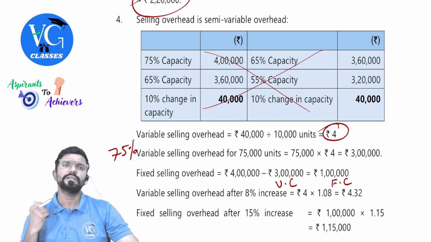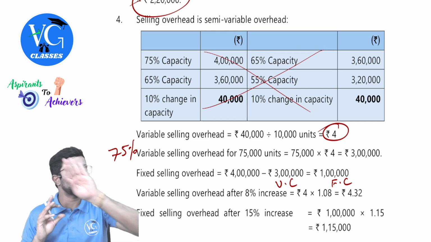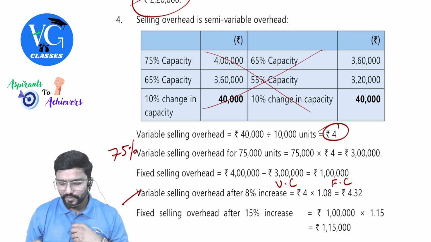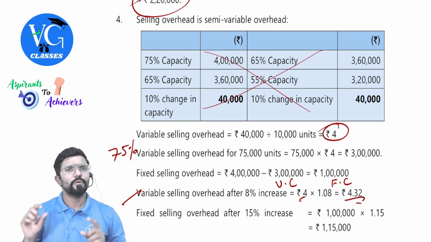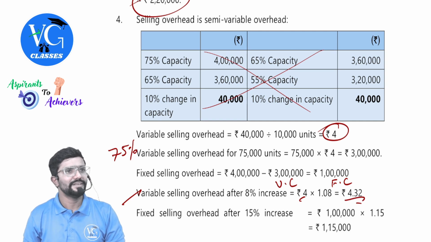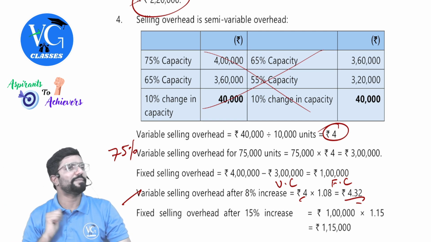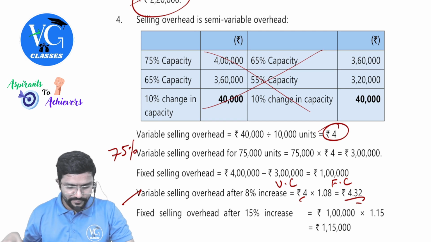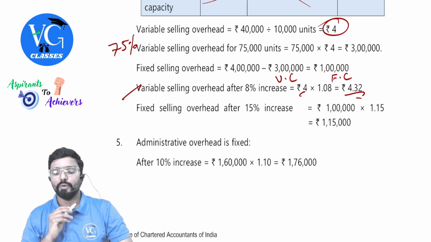At any level, will it be the same, sir? Yes. Sir, can I check it at 55%, 65%? You will get the same. From the total, if you remove the variable portion, you will get the fixed cost. Okay, sir. So variable selling overhead is 4 rupees. It will increase by 8%, which comes to 4.32. Hope you guys are understanding how we took that 1.08. 8% increase, or else you can take into 108%, or simply 4 plus 8%. You will get the same. Fixed selling overhead will increase by 15%, so 1 lakh into 1.15 will give you 1 lakh 15,000.